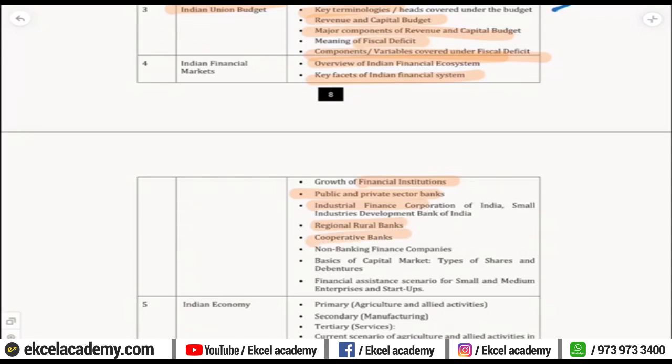Then cooperative banks, they are also an important organ in the financial system of the country. Then we have a note on the NBFCs, the non-banking financial corporations. Even that is studied. Then we come to one of the most interesting parts of this chapter, where we study about different types of shares and debentures.